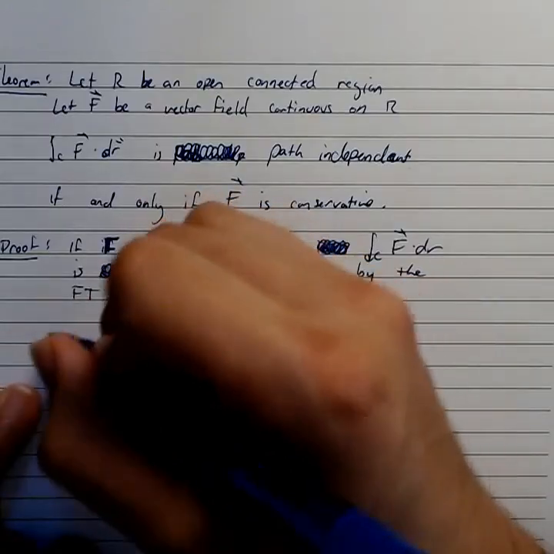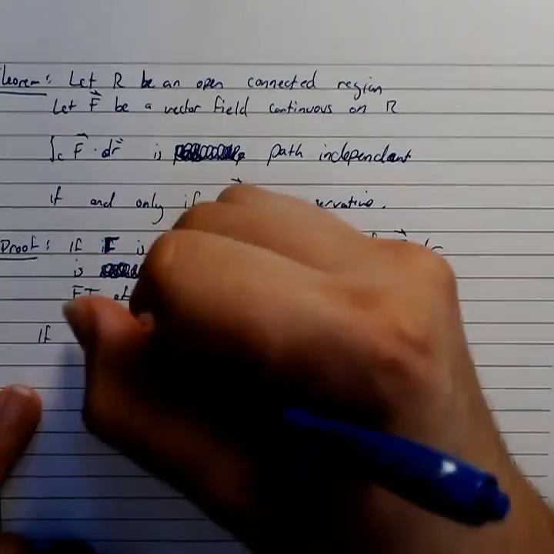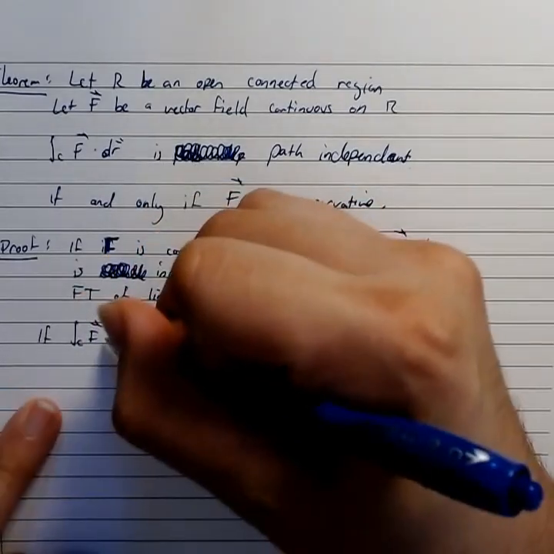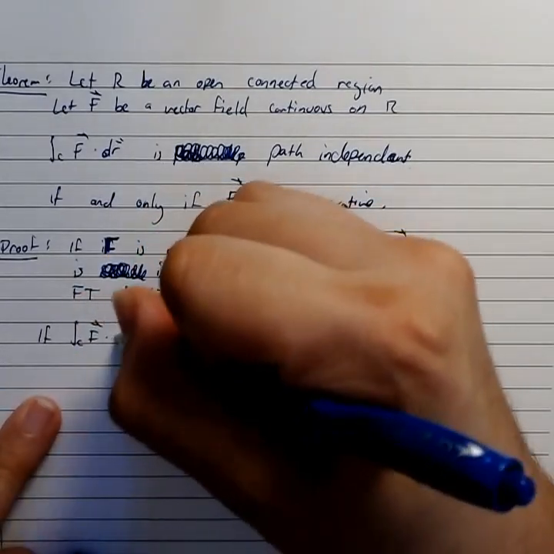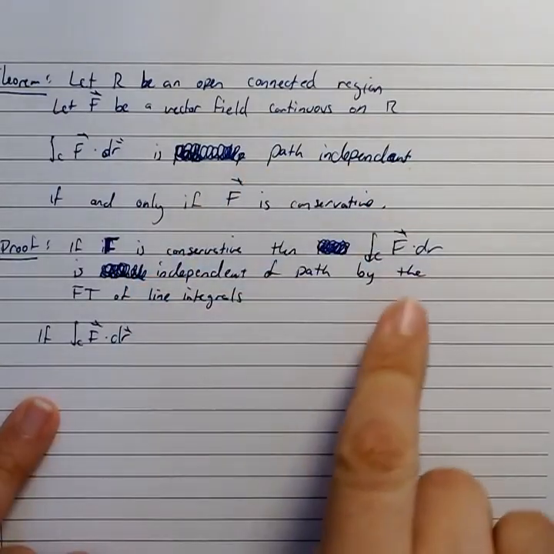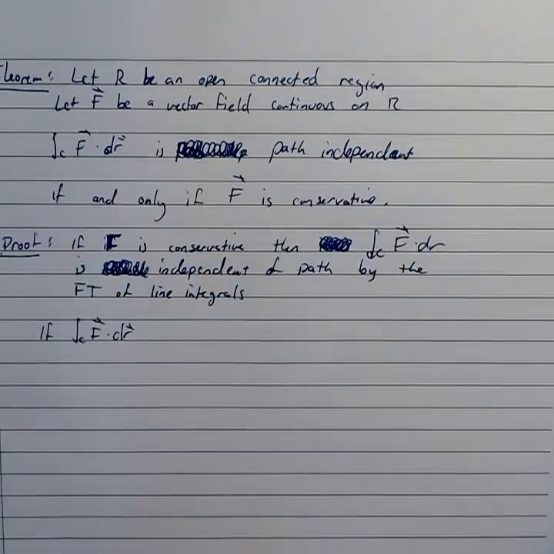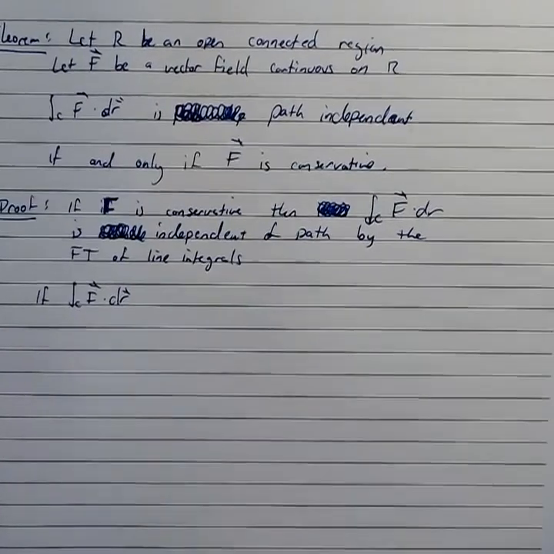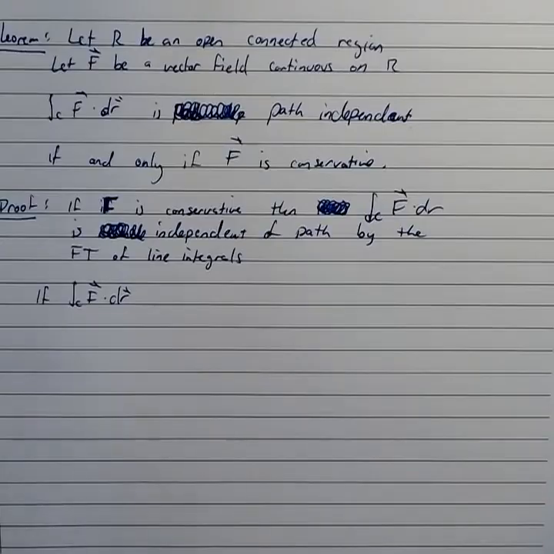So now let's prove the other direction. If this line integral is independent of path, let's show that that must imply that F is conservative. All right? So because it's independent of path, we can pick different paths between 2 points, and this integral should be the same either way. So let's define a function.